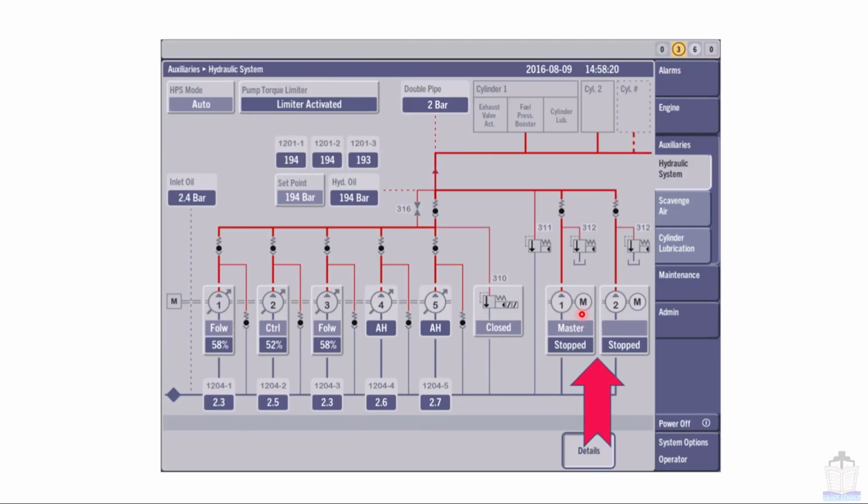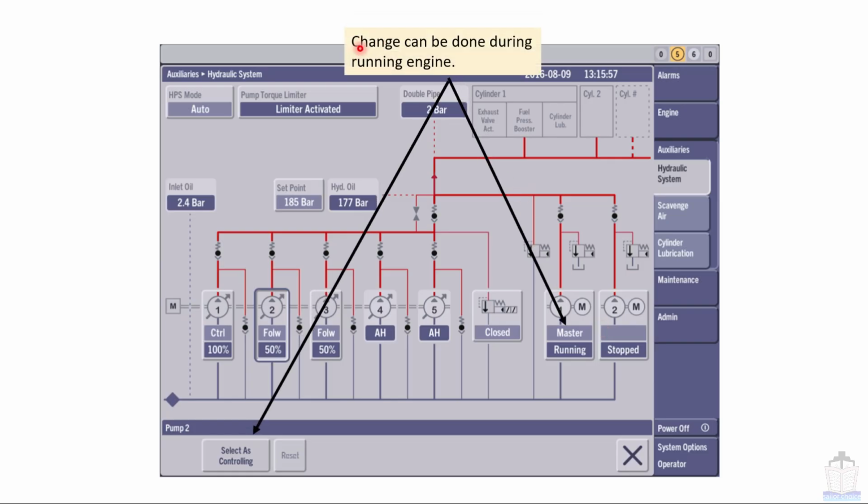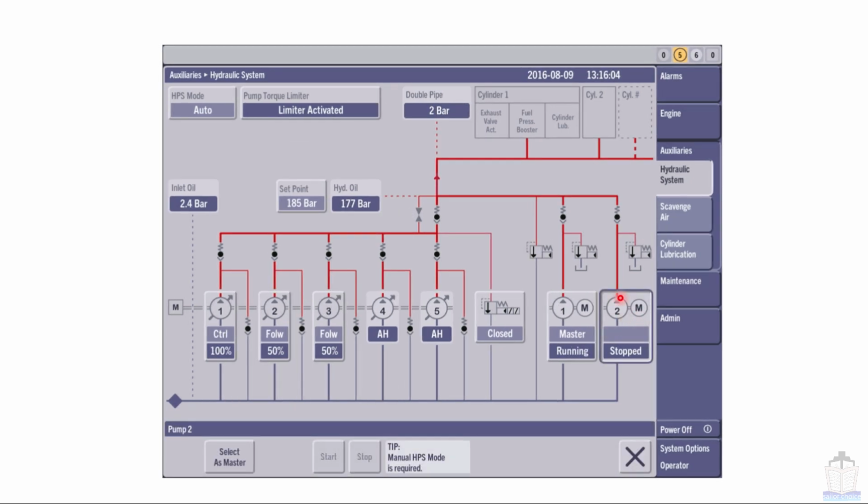Now moving next, these two are starter pumps, electrically driven. This one is showing master and whichever is not showing master, that means it is slave. When these starter pumps start automatically, then the master pump starts first and the slave pump follows the master pump. You can select any pump as a master. When you select another pump as a master, automatically the previous pump will be changed to the slave. And this change can be done during running of the engine. So there is no problem. For changing, you have to click on the required pump and click over here, select as master.